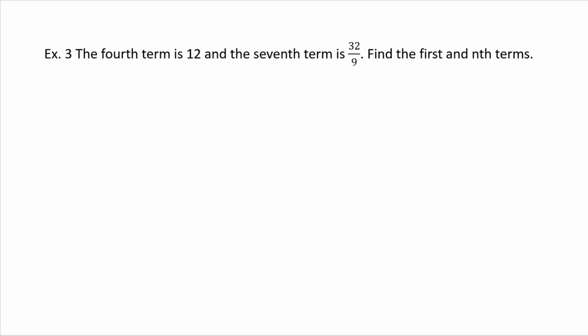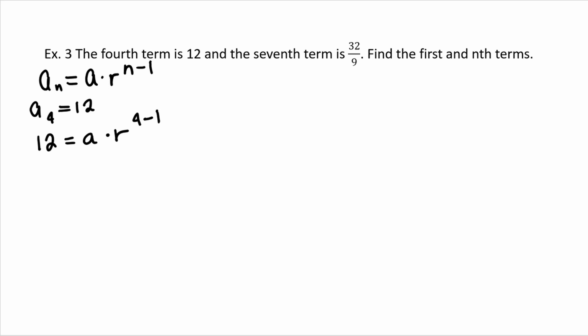So when we work with geometric sequences, we recall that the nth term, a sub n, is equal to the first term times r, the common ratio, to the power of n minus 1. Now, if we're told that the 4th term is 12, then we know that a sub 4 equals 12. Let's put that information into the general term, so we can write 12 is equal to a times r to the power of 4 minus 1, or 12 is equal to a times r cubed.